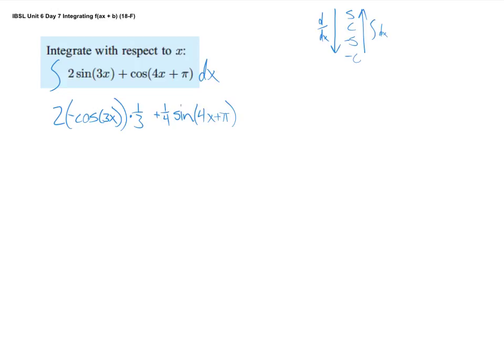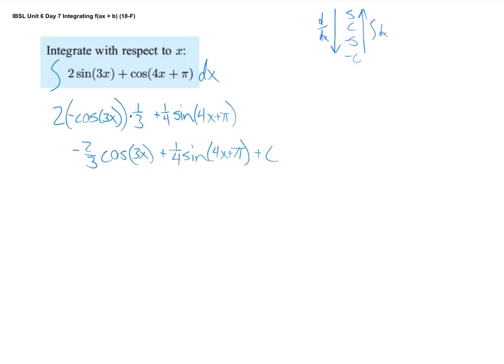We simplify a little bit, we get a negative 2/3 cosine of 3x plus 1/4 sine of 4x plus pi plus c.